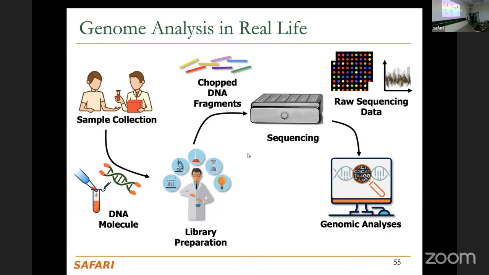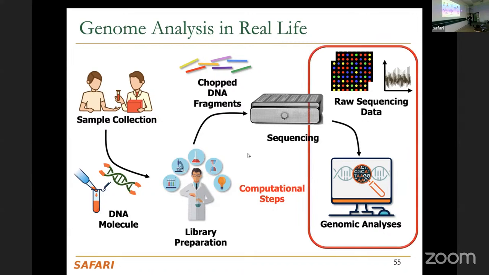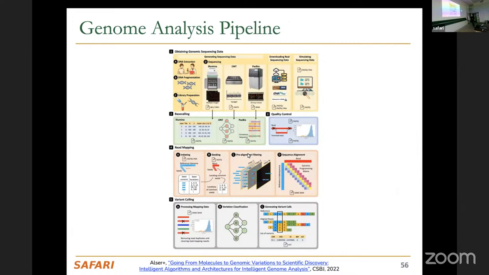The initial form is usually raw, which can be a set of images or a series of electrical signals, depending on how the machine converts the DNA. But later on, we convert them into ACTGs and then do our analysis. I'm really interested in these computation steps, and we won't look at the earlier steps much for now. So this is how the entire pipeline looks in genome analysis.